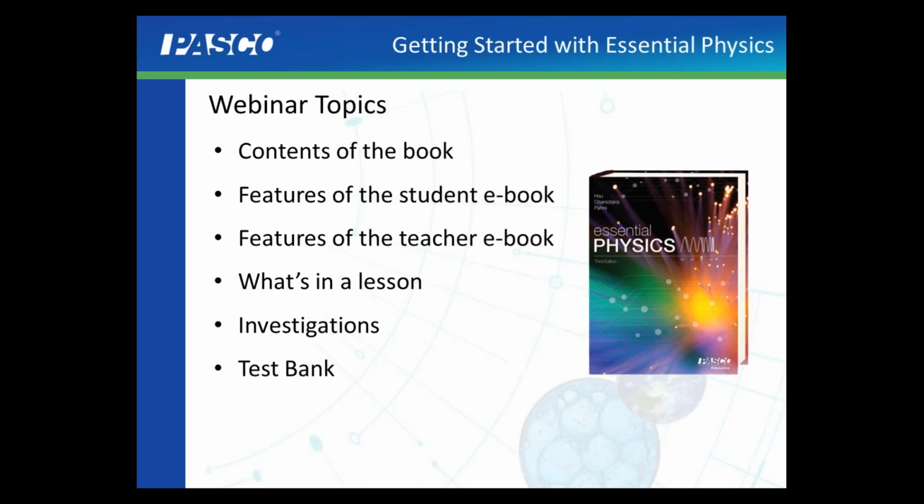The 6 major bullet points that I wanted to cover are, what's in the book, what are some of the features of the book, specifically student versus the teacher book. There's a print copy of the book as well as an electronic version, and there's only an electronic version for the teacher. So I want to cover some of the differences and specifics of the two.